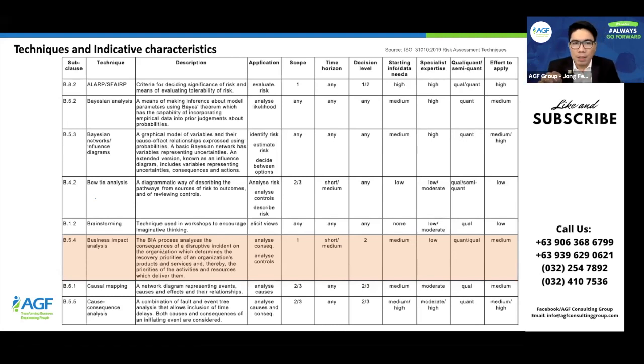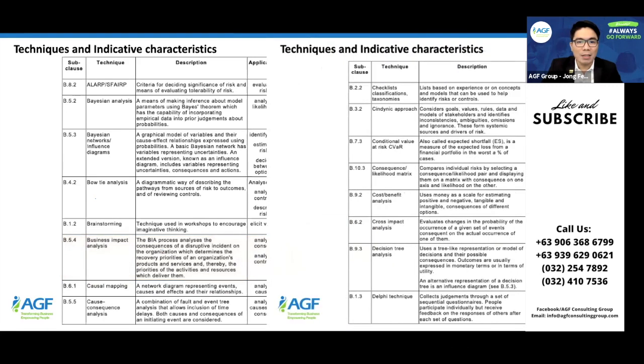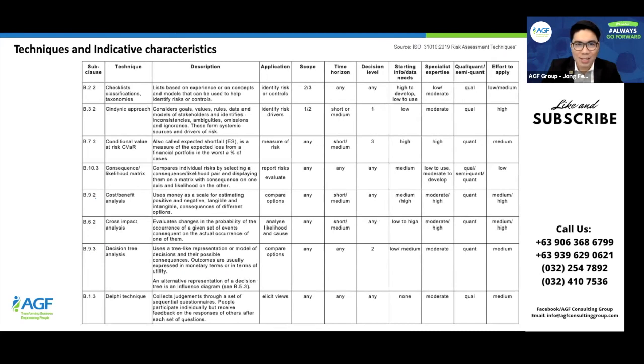That's how you decide which particular risk assessment technique you're going to use when you're doing your risk identification or assessment. Are we following so far? All right, so stay with me here. Let's take a look at more risk assessment tools. I just lifted this again from the IEC 31010. So again, these are more risk assessment techniques.